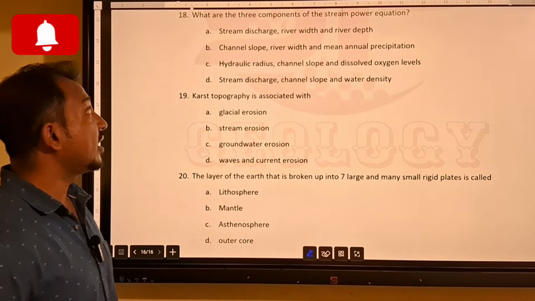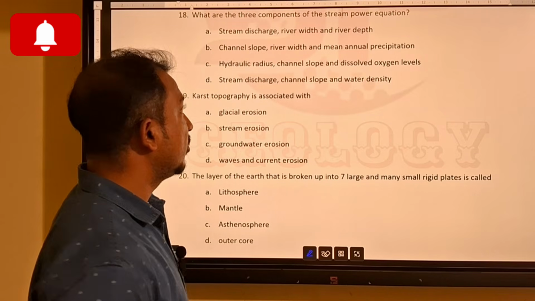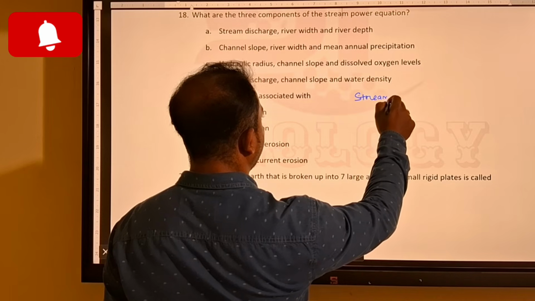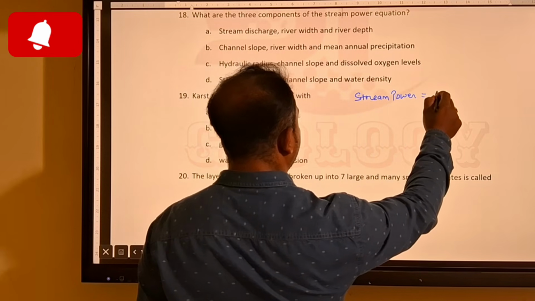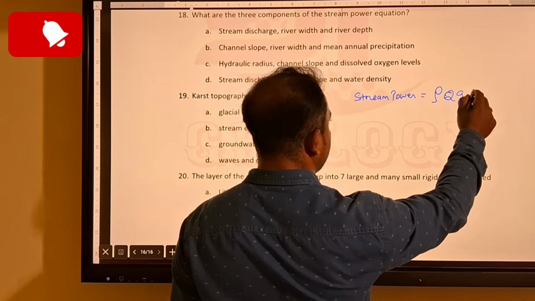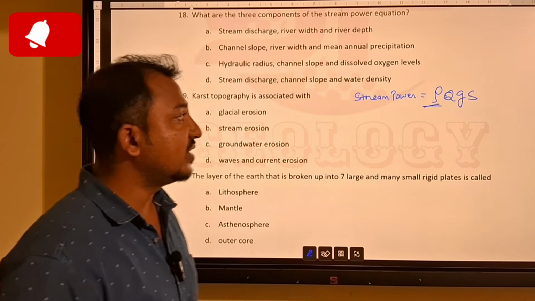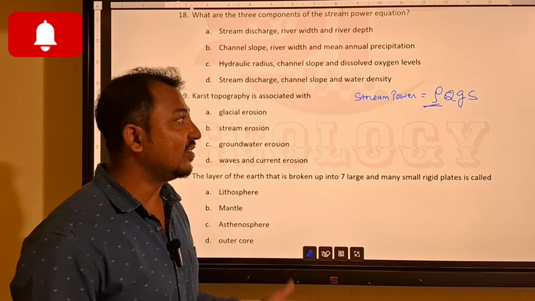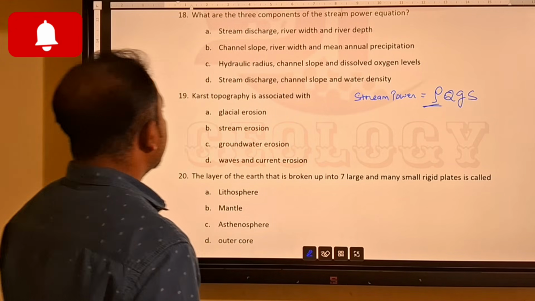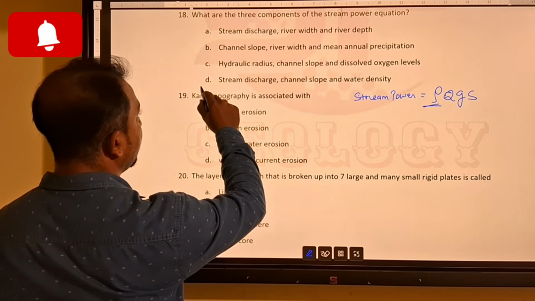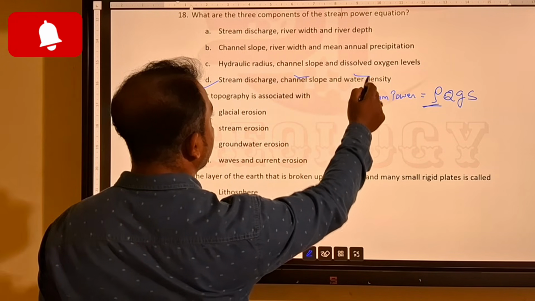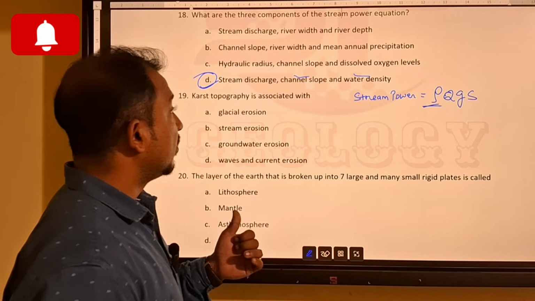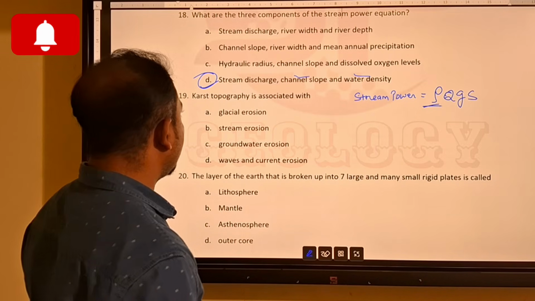Next comes to, what are the three components of the stream power equation. So what is the stream power equation? That is stream power equal to rho q g s. So rho is the density of the water, q is the discharge, g is the acceleration due to gravity, s is the slope. So here is more stream discharge, channel slope, and water density. These three components we will use to calculate the stream power. So answer will be D.